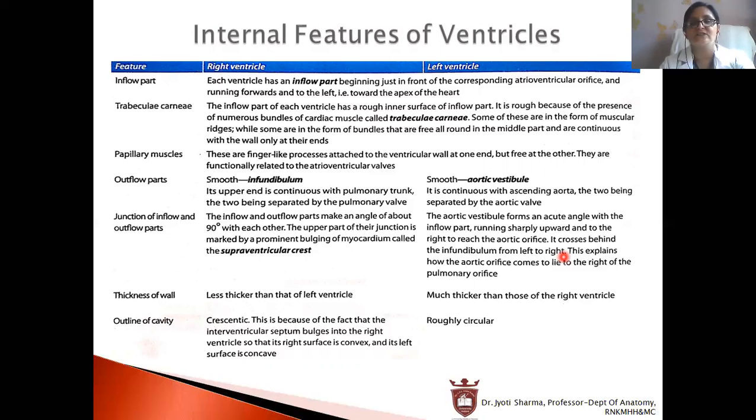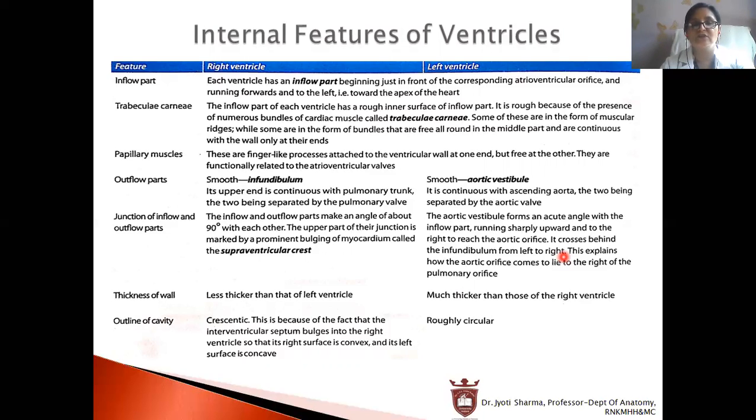Now we will see the outflow structures. They are different in both the ventricles. First of all, in the right ventricle, the outflow part is smooth and is called the infundibulum. Its upper end is continuous with the pulmonary trunk, the two being separated by the pulmonary valve. In the left ventricle, it is also smooth, continuous with the ascending aorta, the two being separated by the aortic valve.